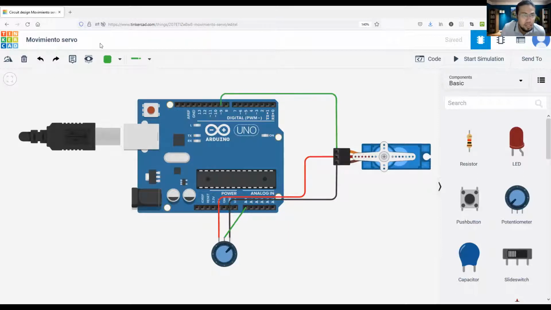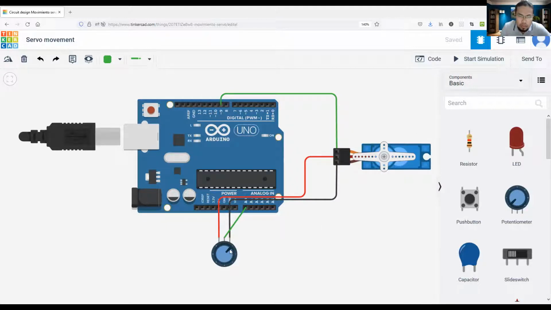So this is a servo movement. Let's just rename this one. Okay, so this is a servo, and you have here a potentiometer. Now, a servo is a type of motor with discretized or identified angular motion.